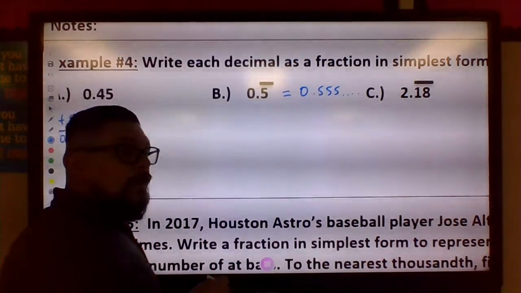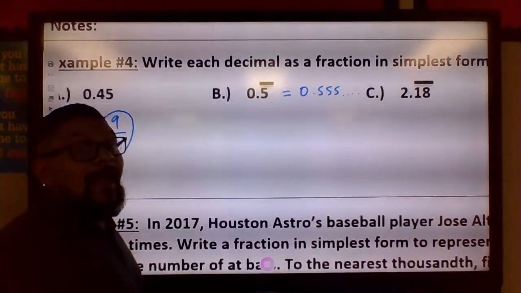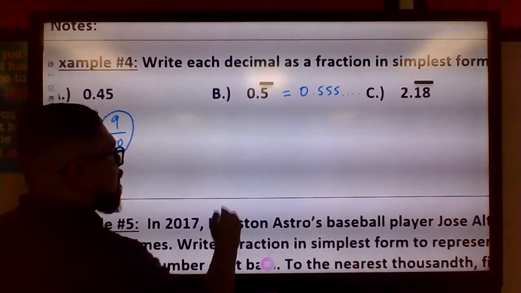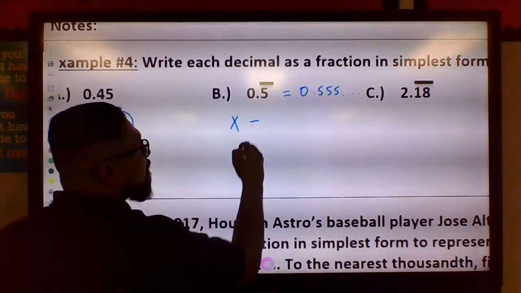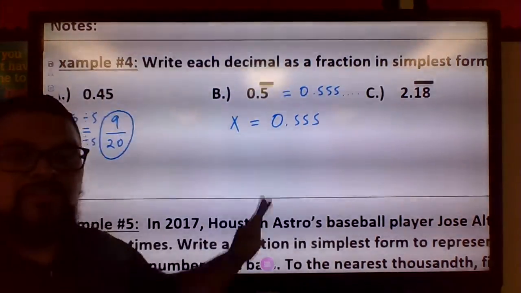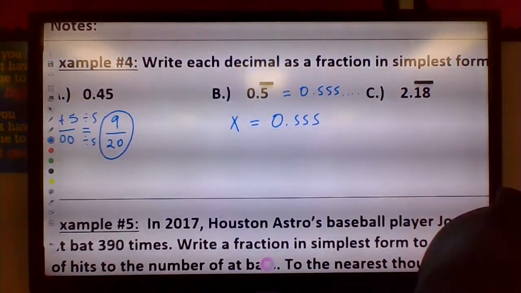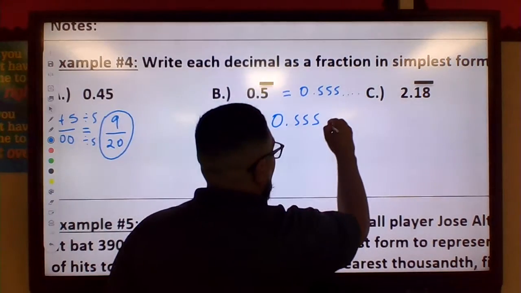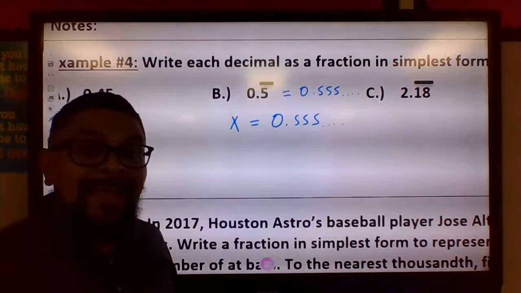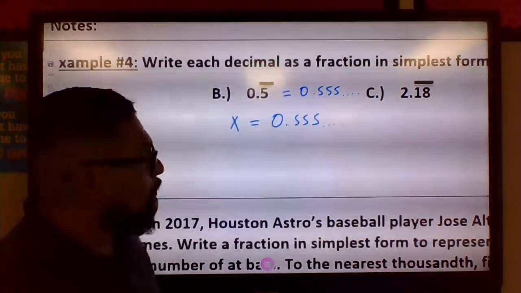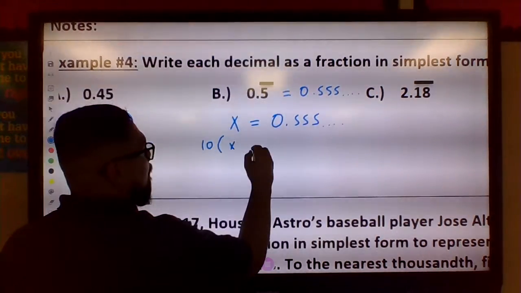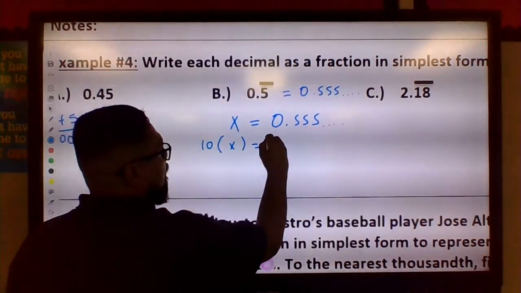We're going to choose a letter. In this case, the letter is going to be X. You can choose any letter, Y, A, B, whatever you want. We're going to make it equal to 0.555. For now, let's just take 3 digits, and we're also going to put our little dots like that. After that, we're going to multiply both sides by 10. What we do to one side, we do to the other. So this is times 10, and this is times 10.